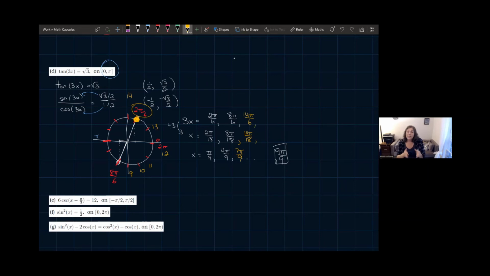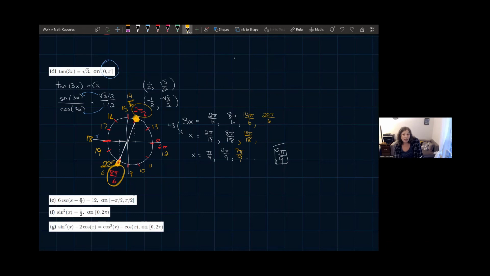Basically, you keep doing this until you go past your interval, and that's when you know you've caught everything. So if I do the same thing for 8 pi on 6, when am I going to get to this position again? Well, I know that 14 pi over 6 got me up here, so let's keep counting. 15, 16, 17, 18, 19, 20. 20 pi on 6 would bring me back to the same position as 8 pi on 6. That would also be a solution.